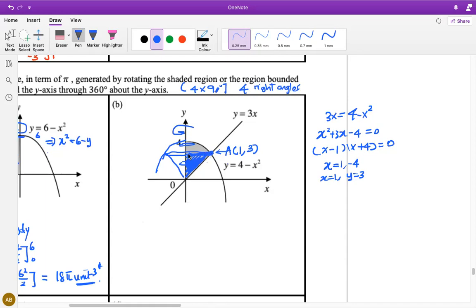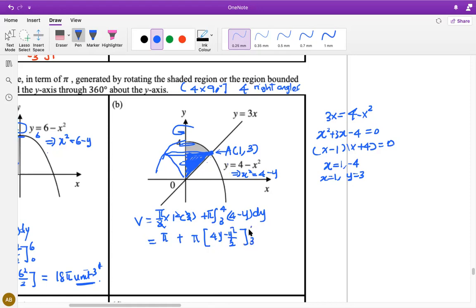So our volume of this area is 1 over 3 times pi times the radius. The radius will be 1 and the height will be 3. And then plus, from here, 3 to 4. If y equals 4 minus x squared, therefore x squared equals 4 minus y. So here is 4 minus y dy. Here also pi, I forgot already. Then you integrate, so you get 4y minus y squared over 2, integrating from 3 to 4.